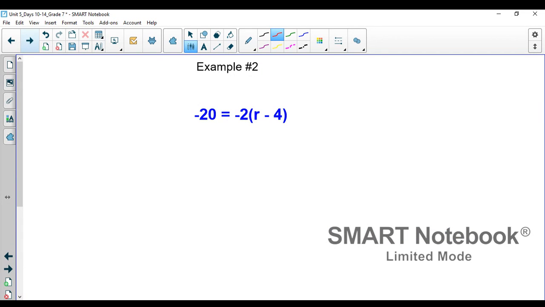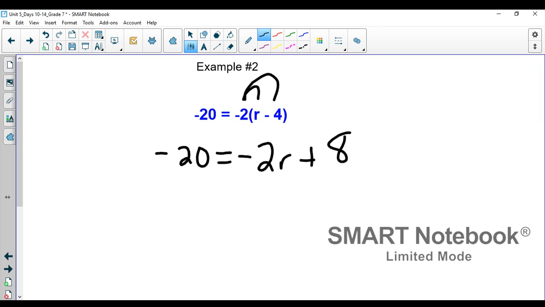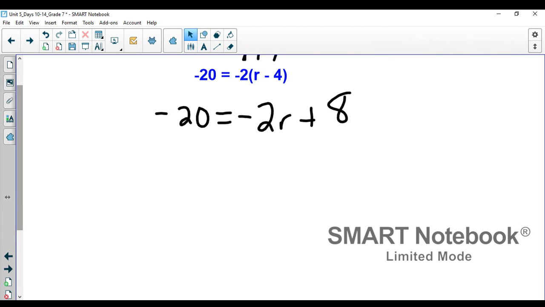Example number 2, if you want to pause the tape and try it on your own, you can. I'm going to go through it now. So first thing I notice here is that the variables on the right-hand side, that doesn't change anything. Negative 2 times r is negative 2r. Negative 2 times negative 4 is positive 8. Notice how I'm reading everything to myself. That way I really understand what's happening and I'm not going to get tripped up.